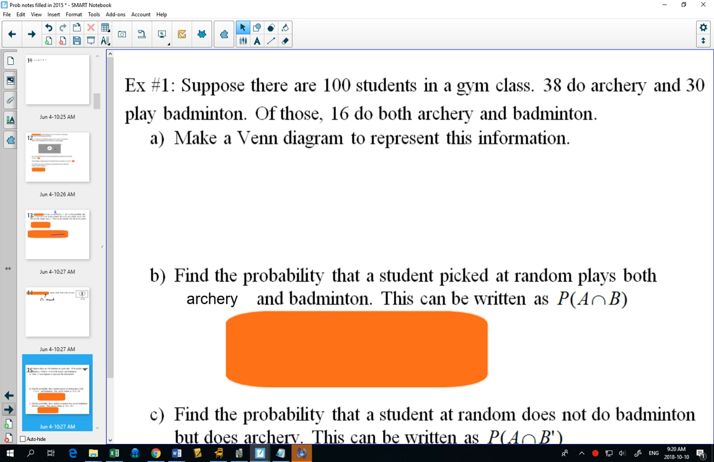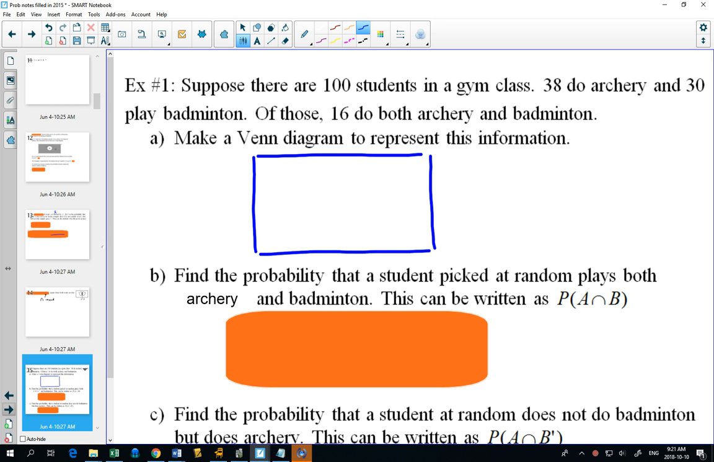Suppose there are 100 students in a gym class, 38 do archery, and 30 play badminton. Of those, 16 do both archery and badminton. So now, based on this and just reading it quickly, if I say how many people don't do either of those, it's not as easy to figure out. But if we draw our diagram, can I make my archery A and my badminton B? Seems to make sense. There's going to be 16 right here in the middle that do both of those.